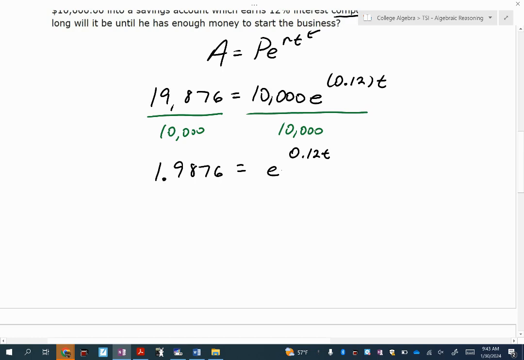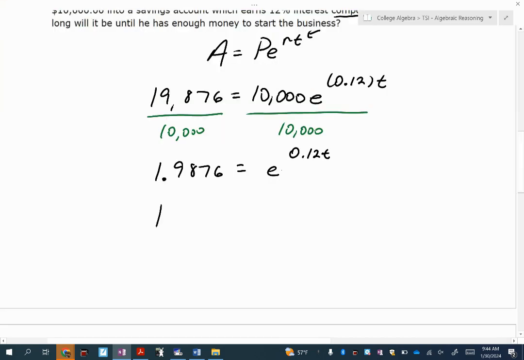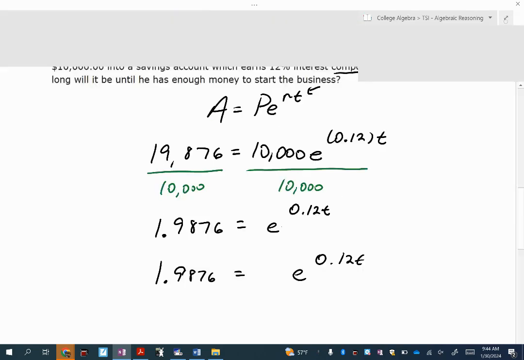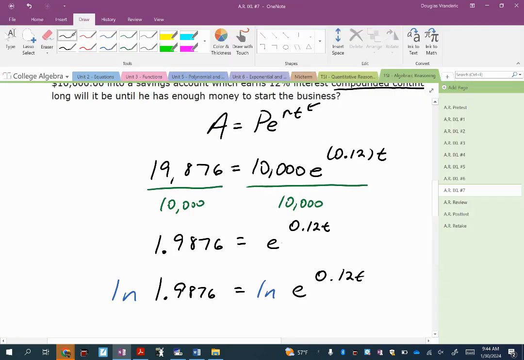Okay? Now, when you get here, this is what I taught you guys in the fall. To figure out what T is, you need to use the natural logarithm. All right? So I'm going to take the natural logarithm of both sides. You don't have to copy this again, but I'm going to do that so I can put the natural log in front of both sides. Okay? So I just wrote the natural log of both sides.